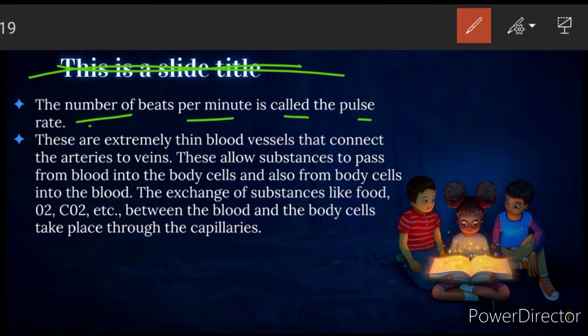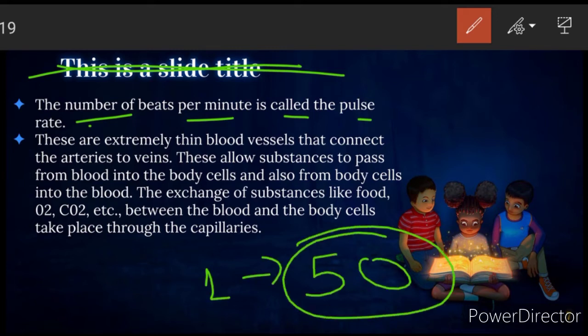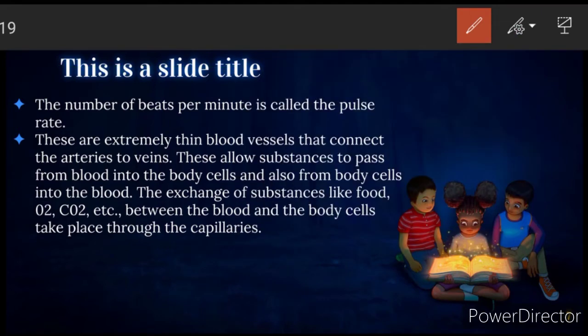तो उन beating को, वो जो पल्स की बीटिंग होती है, number of beats per minute, अगर एक मिनट में अगर वो 50 बार beat किए तो this is that beating rate. ओके, पल्स का रेट, pulse rate इसको बोला जाता है.